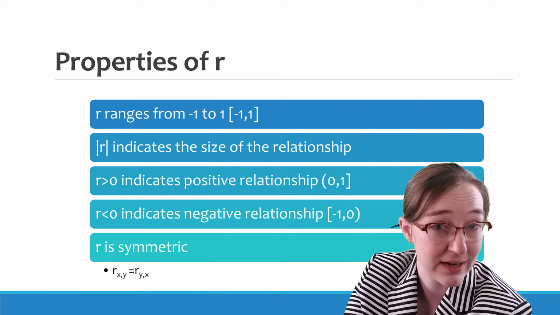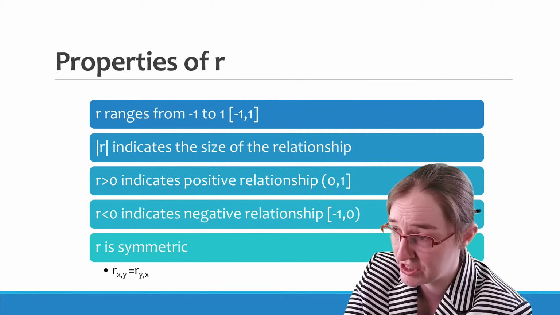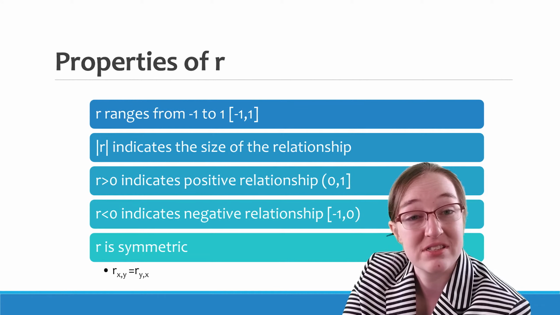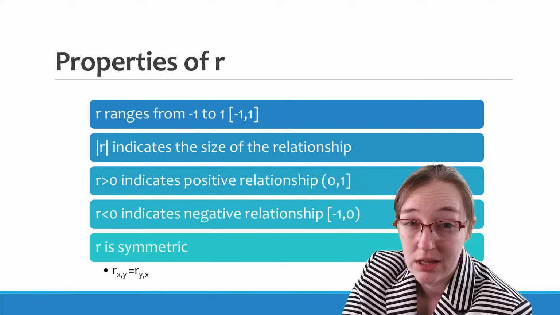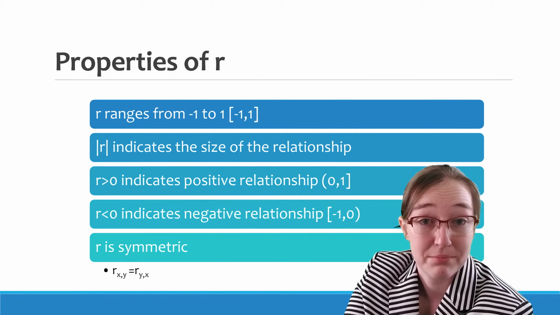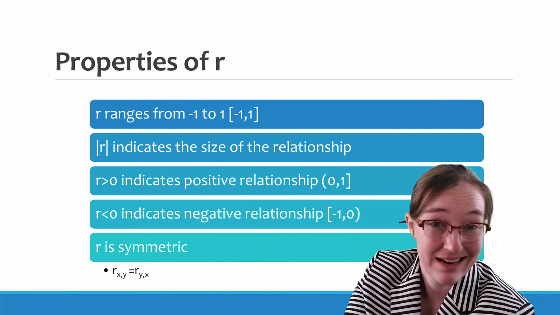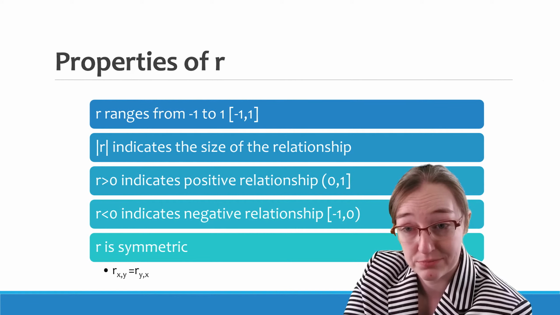Oh, before I forget, sorry, I'm still discombobulated from Archie's chaotic interruption. Correlation is symmetric. So it does not matter if you were correlating y with x or x with y. The correlation's the same. A regression coefficient is not symmetric, but a correlation coefficient is.